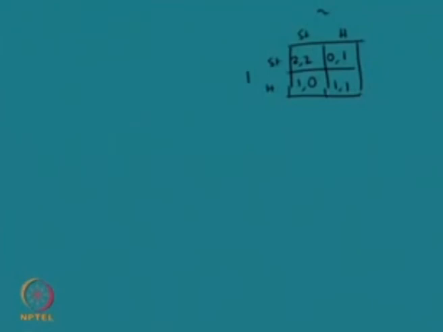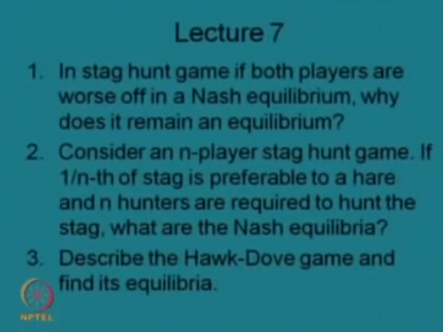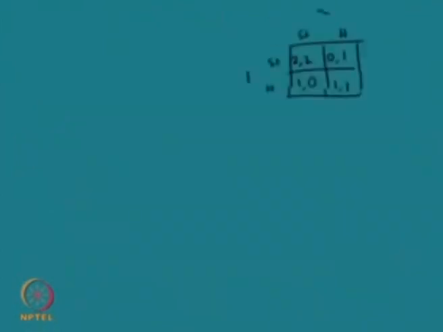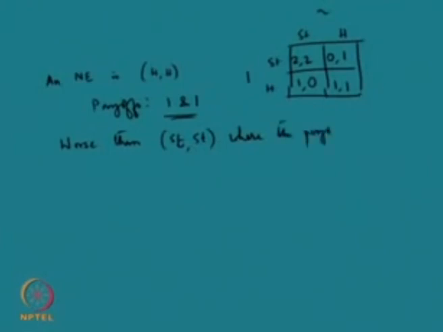If what is being asked is that suppose there is a Nash equilibrium which is Pareto inferior, where both players are worse off in a Nash equilibrium, then why does it remain a Nash equilibrium? So we have a Nash equilibrium here, which is HH, payoffs are 1 and 1. Here the players are worse off than say STST, where the payoffs were 2 and 2. But still, this is a Nash equilibrium by its own right.